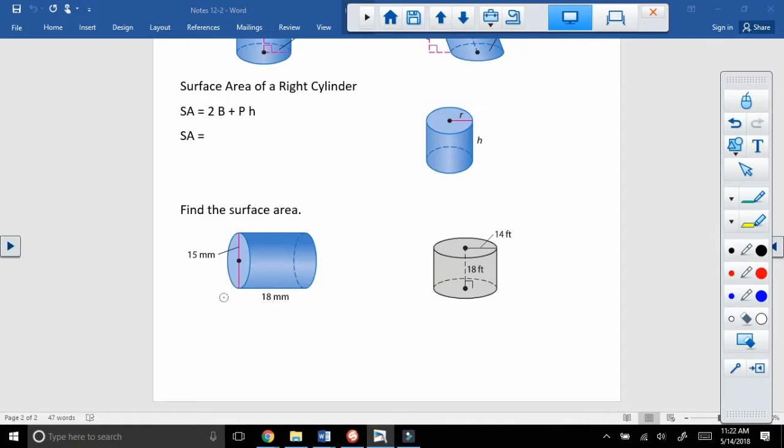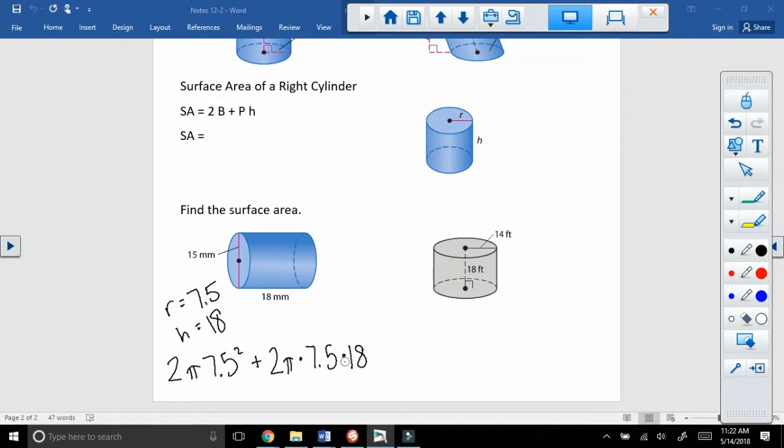So surface area of this one, what do you have? You have the diameter. What is the radius? 7.5, and the height is the distance between those two circles, or 18. So I'm just going to plug these into the formula. So 2 times the area of the base, so 2 times pi 7.5 squared, plus the perimeter of the base, so 2 pi r, times the height. So take a second to type that into your calculator.